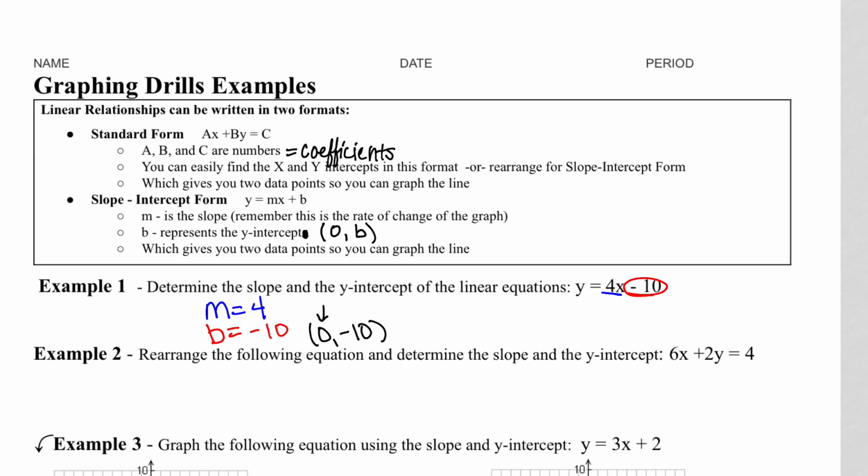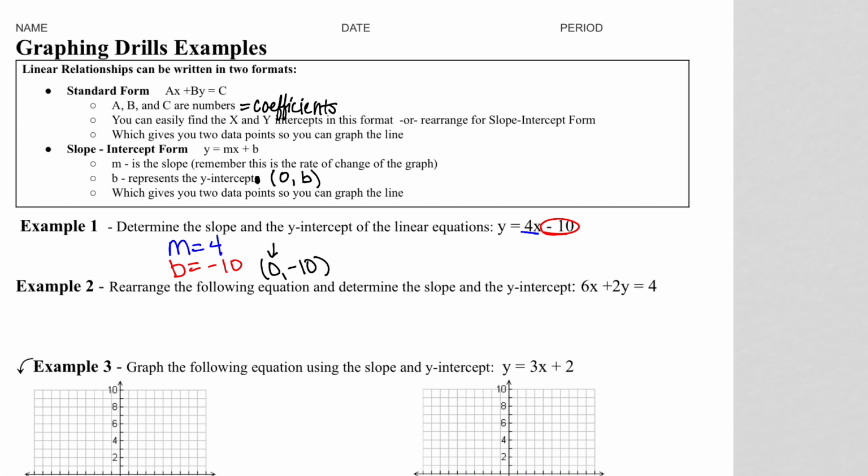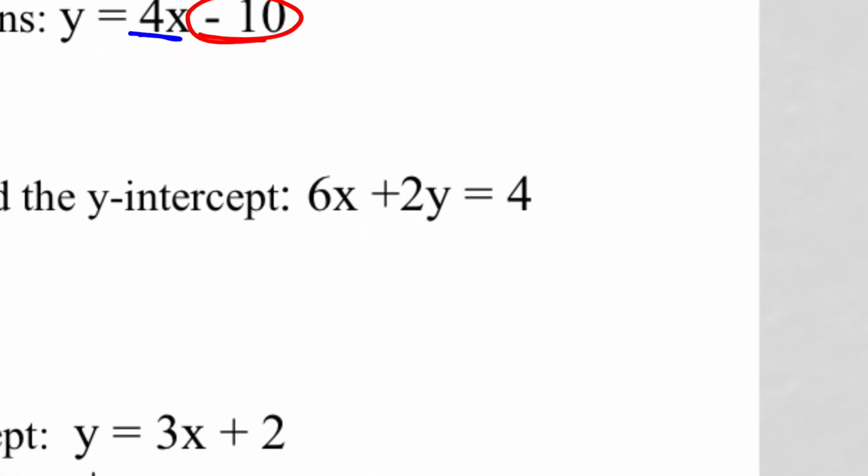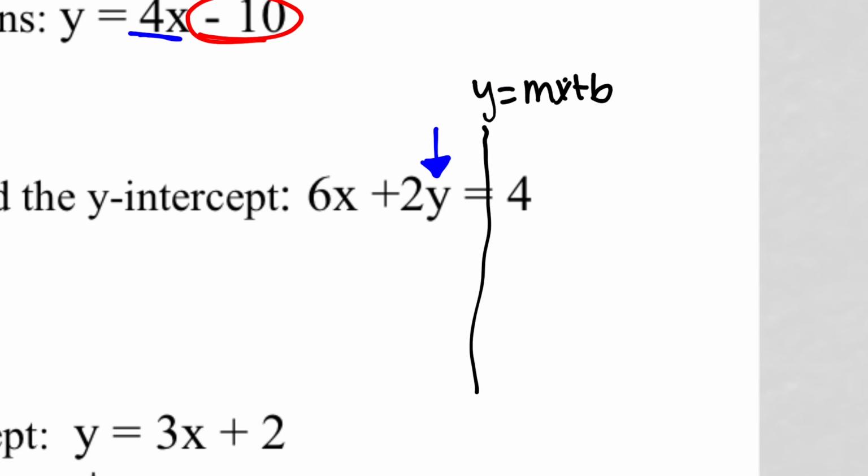Okay, on example 2, we're rearranging the following equation and determining the slope and the y-intercept. So I'm going to zoom in over here. I'm going to draw my line through my equal sign because you guys really like that. And I'm going to isolate my y because I want to get it in slope-intercept form. So I'm going for y equals mx plus b.